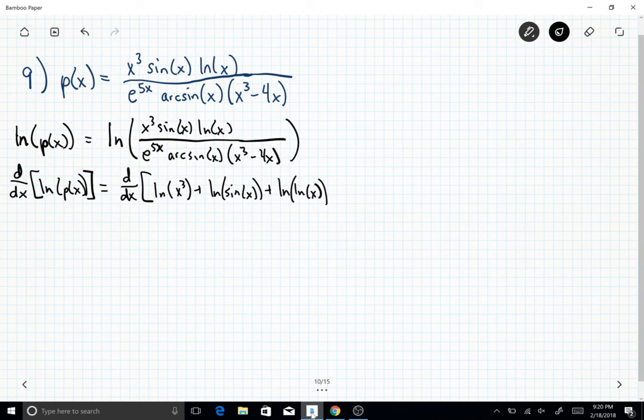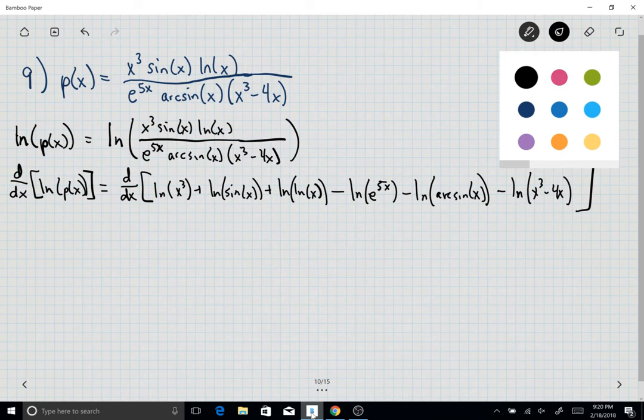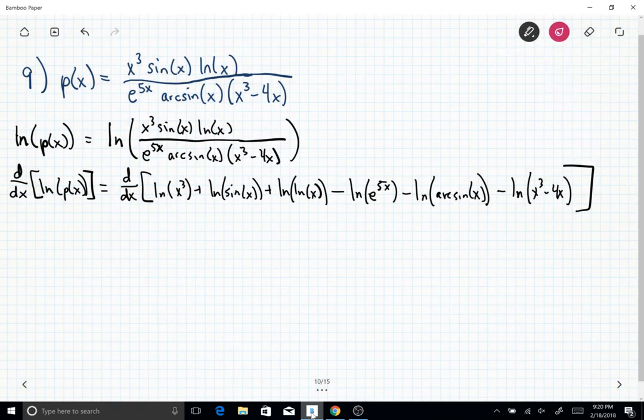I know that sounds kind of tricky, but it's not going to be too bad. Now everything in the denominator gets a minus in front of it. So minus natural log of e to the 5x, minus natural log of arc sine of x, and then minus natural log of x cubed minus 4x. There's some simplifying we can do. We can rewrite the first one as 3 natural log of x. Well, that's easy now. And natural log of e to the 5x is just going to be 5x.